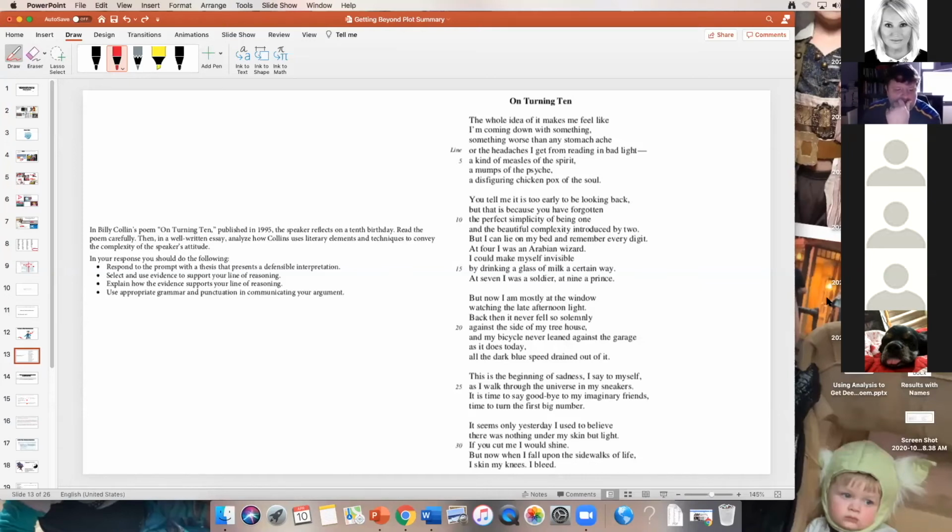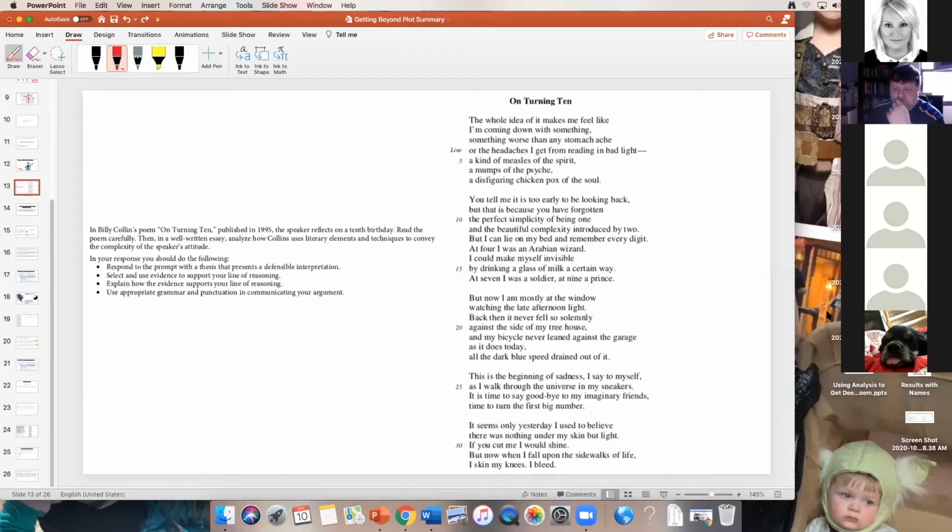Back then it never fell so solemnly against the side of my treehouse, and my bicycle never leaned against the garage as it does today. All the dark blue speed drained out of it. This is the beginning of sadness, I say to myself as I walk through the universe in my sneakers. It is time to say goodbye to my imaginary friends, time to turn the first big number. It seems only yesterday I used to believe there was nothing under my skin but light. If you cut me, I would shine. But now when I fall upon the sidewalks of life, I skin my knees, I bleed.